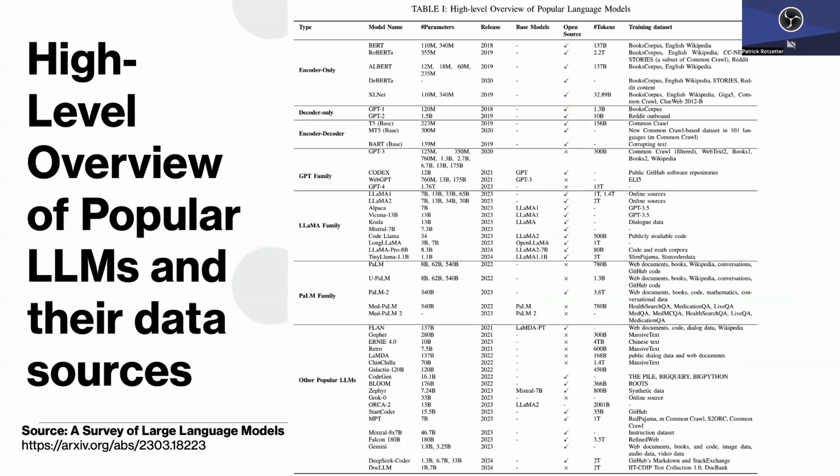Now, on the same article, I found a high-level overview of almost all the popular LLMs. It is interesting to see that one of the first LLMs was developed in 2018 by Google, called BERT, right? I think the article "Attention Is All You Need" is from 2017, and Google came up with BERT using the transformer architecture in 2018. And you see the number of parameters in BERT is 110 million.